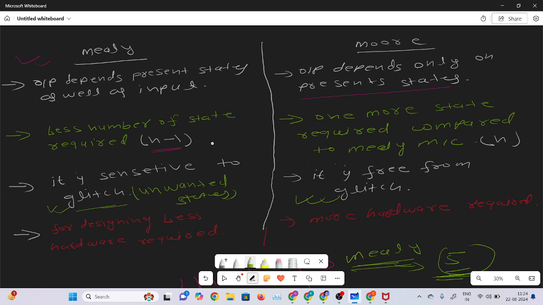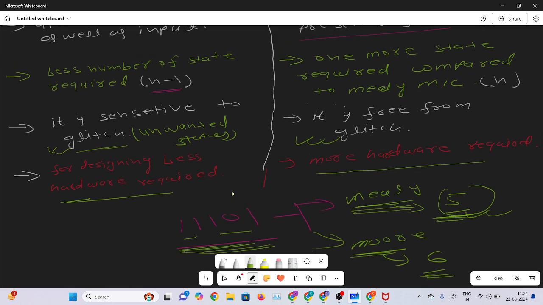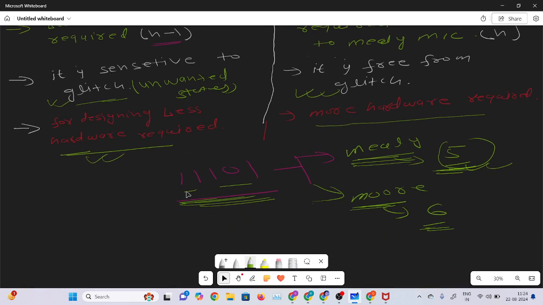And if I design the Mealy machine with flip flops, less hardware is required, but for the Moore machine, more hardware is required. Here, if 5 bits are there, the Mealy machine needs only 5 states, but the Moore machine needs 6 states. So more hardware is required for the Moore machine, and less for the Mealy machine.